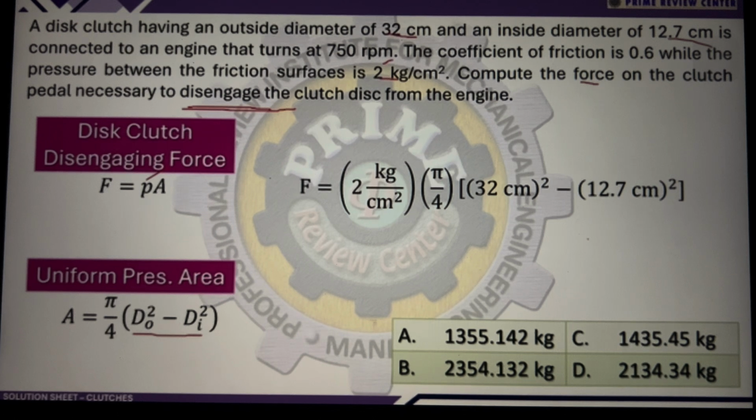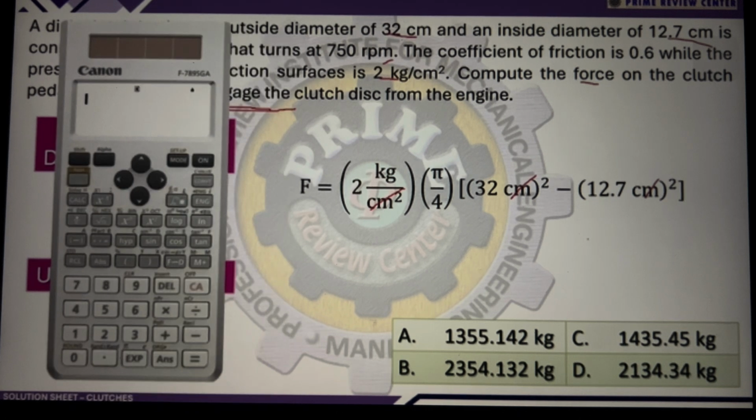So, di mo na kailangan i-convert kasi centimeters to square cm, that will cancel out. Matitirang unit kilograms, and yan yung nasa choices. So, sa mga clutch, kapag yung mga units ay nagtatama naman, then yun na mismo yung kukunin natin.